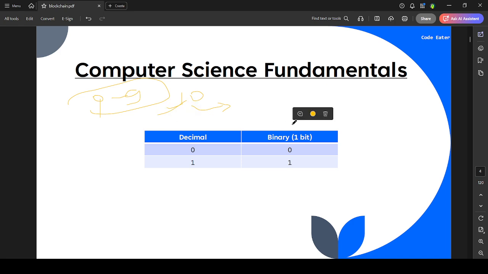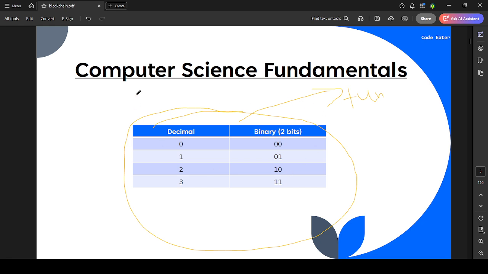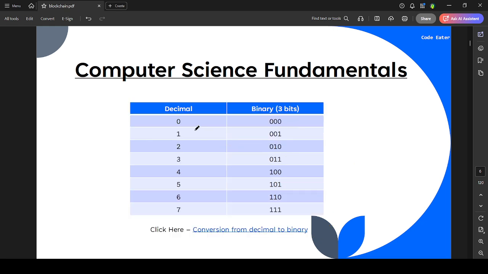But in binary we have two numbers, 0 and 1. And as we know, a computer only understands binary numbers, 0 and 1. If you put data like the decimal number 5, it will be converted into binary and then stored. So here we have a conversion from decimal to binary. For 0 we have 00, for 1 we have 01 and so on, for 3-bit numbers.